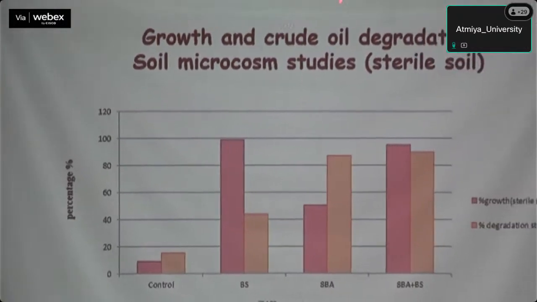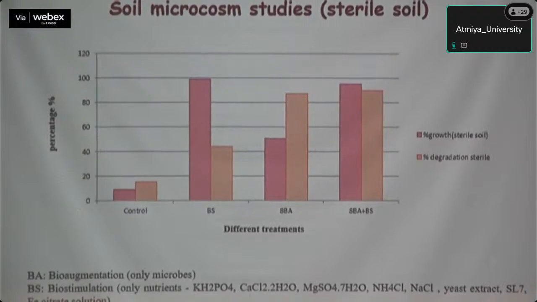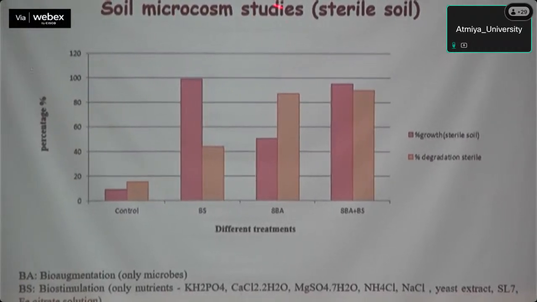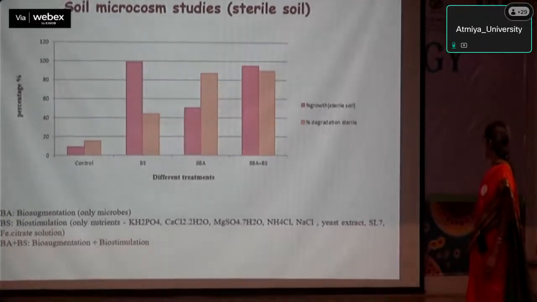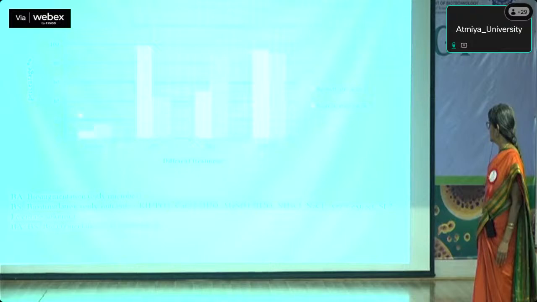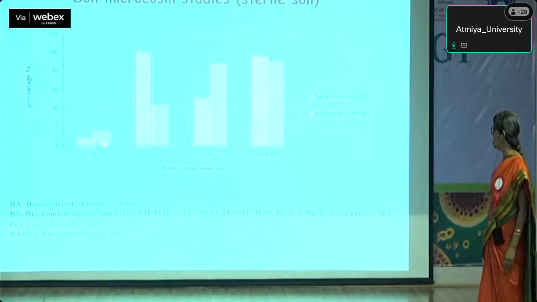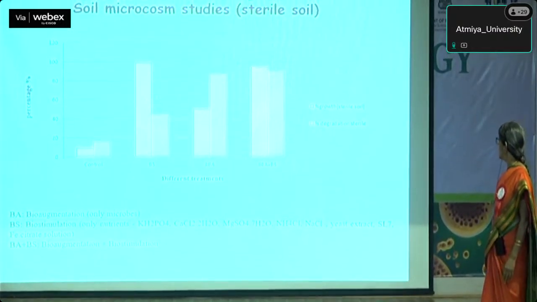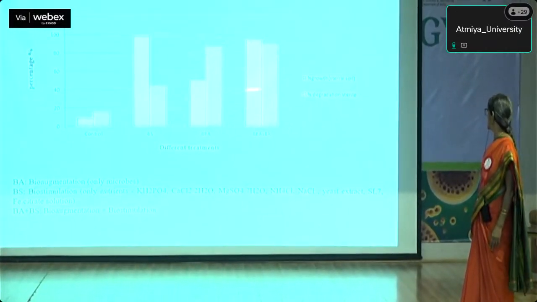So when you see here, this is sterile soil. This is control where we have not added anything. We are only looking at the microbial growth, that's all. This is biostimulation, wherein you have added the nutrients. So there is good growth, but the degradation is not much. This is degradation, this is microbial number. When you don't add anything, the number is remaining like that. There is still little degradation. And when you are adding nutrients, there is more microorganisms and there is enhanced degradation also.